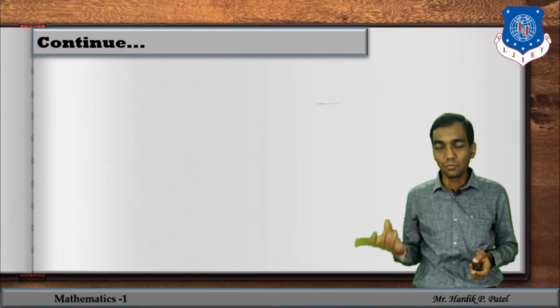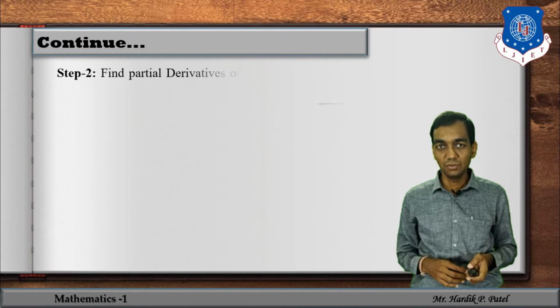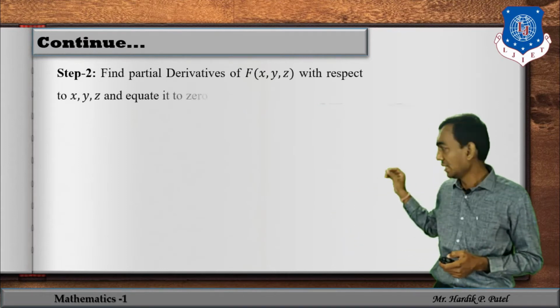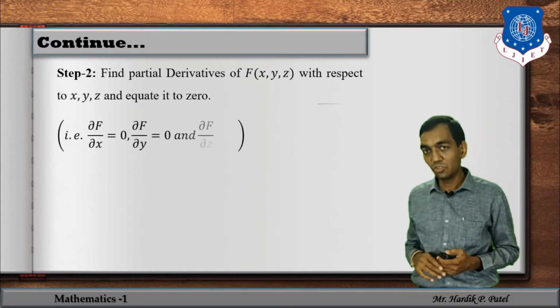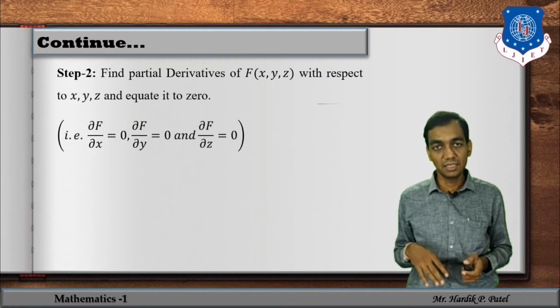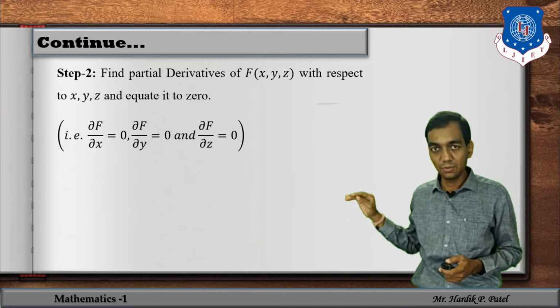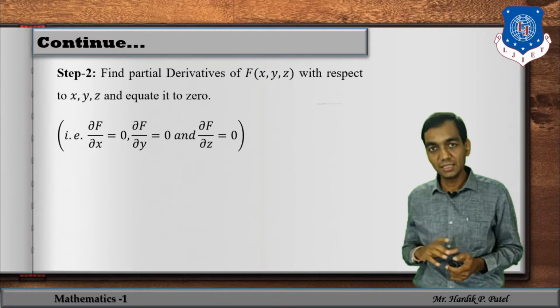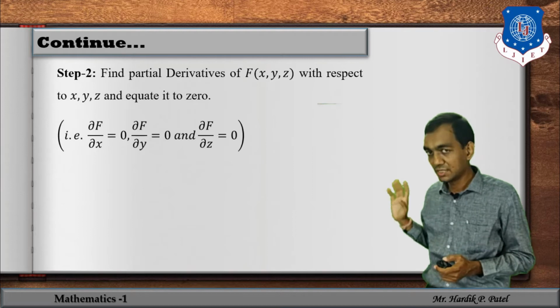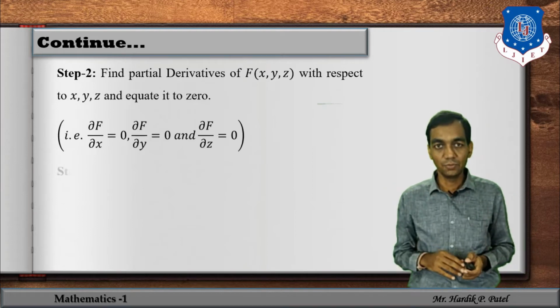Now, for the extreme value or stationary point, we take the partial derivatives of capital F with respect to x, y, and z, and then equate them to 0. That means del F upon del x is equal to 0, del F upon del y is equal to 0, and del F upon del z is equal to 0.